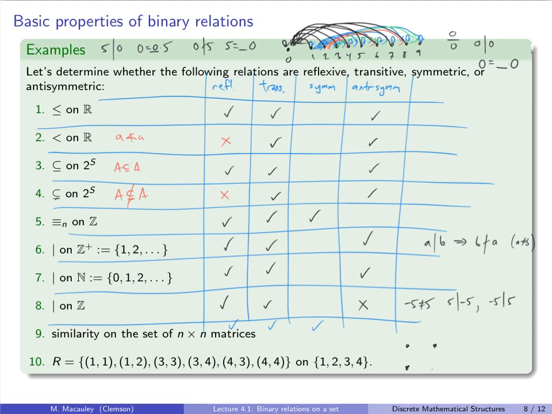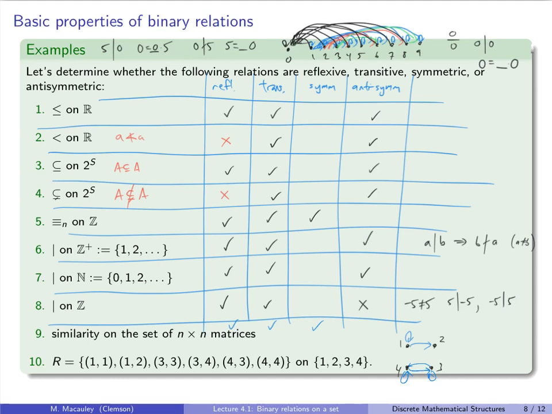So let me do that. 1, 2, 3, 4, and I'm just going to draw these ordered pairs as directed edges. So start with 1, 1. That's going to be a loop like this. 1, 2 is an edge like this. 3, 3 and 3, 4. Let's keep going. So 3, 3 is a loop here. 3, 4 is a path. 4, 3 goes backwards, and 4, 4 is a loop like this, and then that's it.